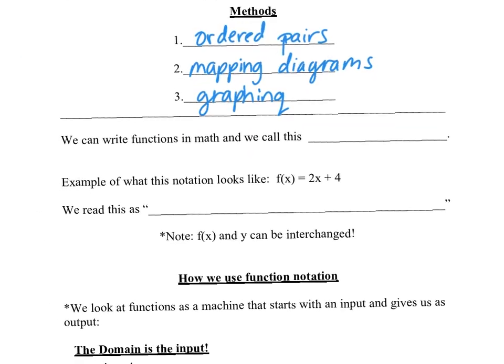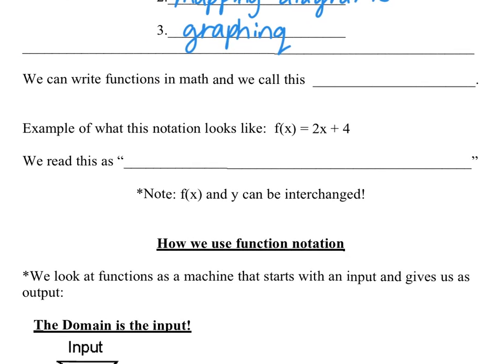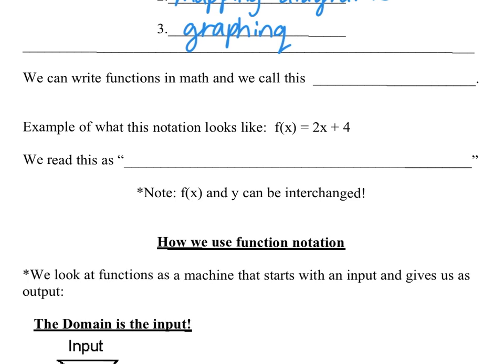We can write functions in math, and that's what we're going to be doing this unit. And we call this function notation. Function notation. And here's an example of it. F of x equals 2x plus 4.